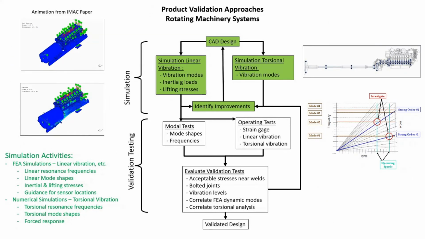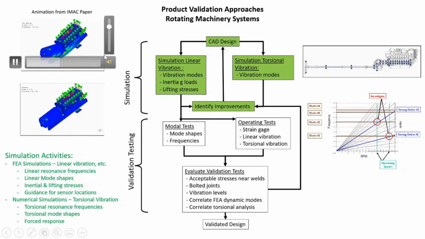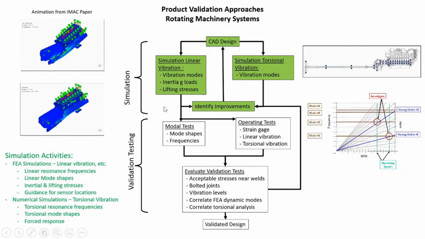In the simulation world, there are two types of simulations that we mainly get involved in. One is linear vibration, which is basically a finite element model, and it is aimed at determining the mode shapes of vibration, the resonant frequencies of the structure, and so forth. We also look very often at inertial G loadings aimed at getting a sense of the robustness of the structure, lifting stresses in the case of rotating systems that have to be lifted by a crane.